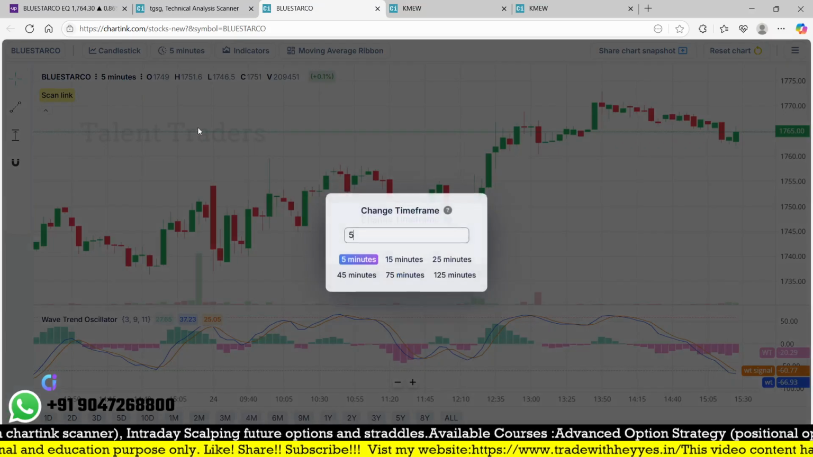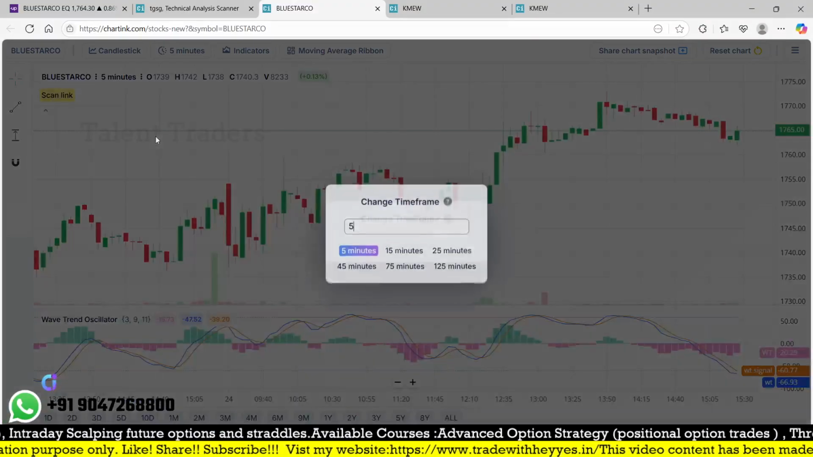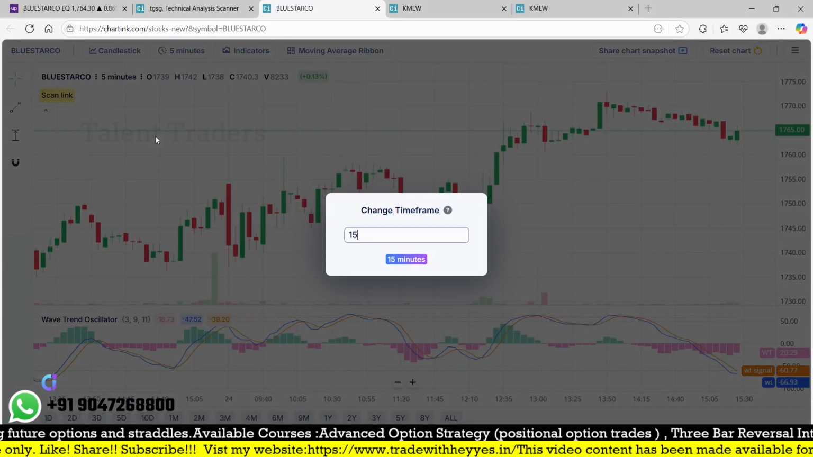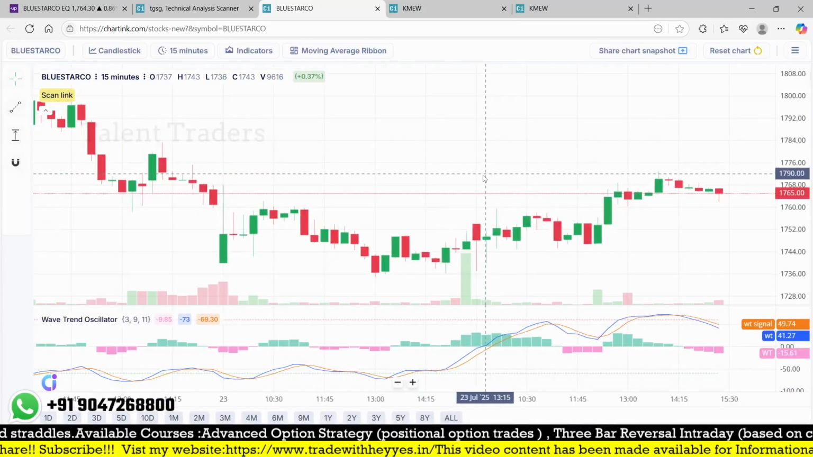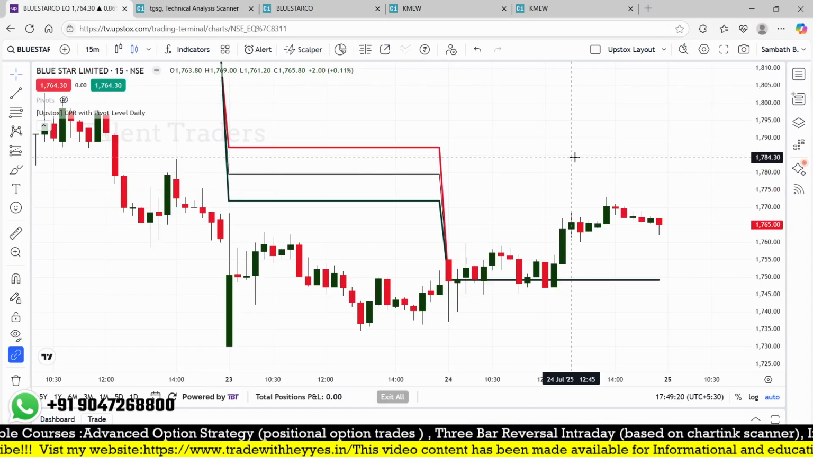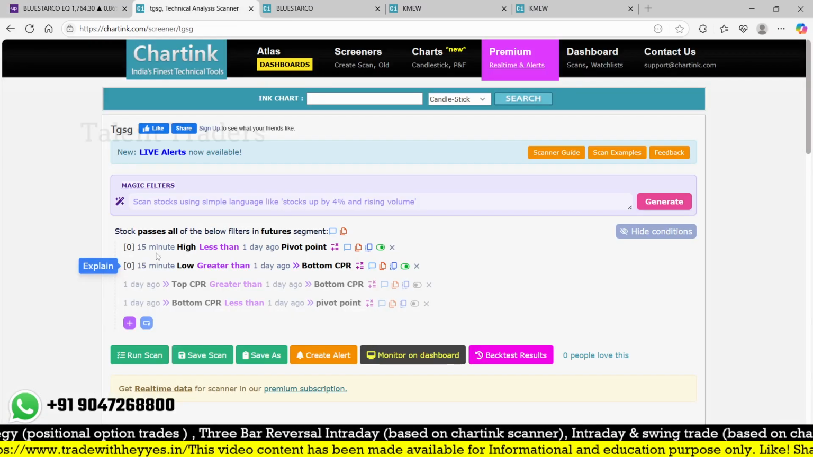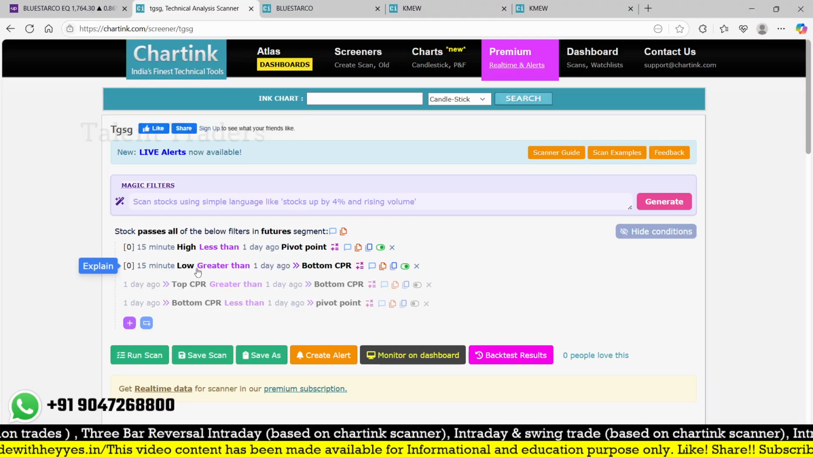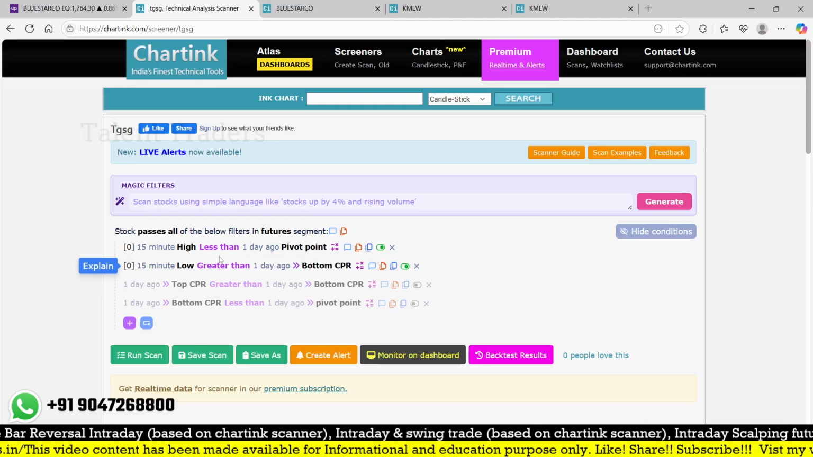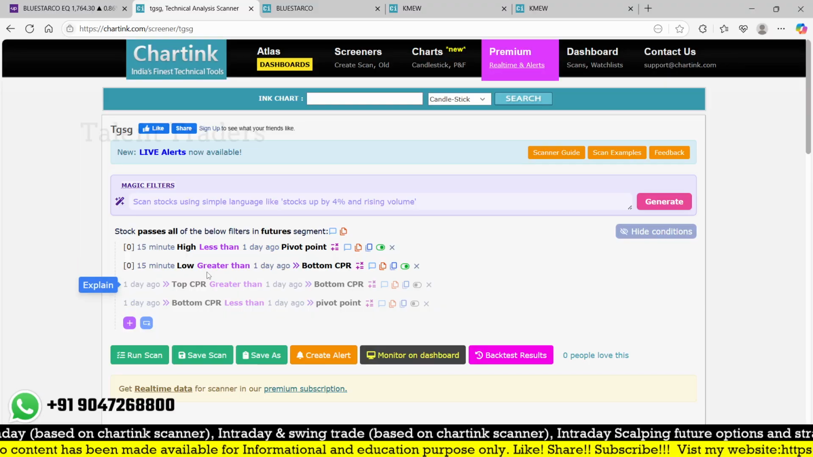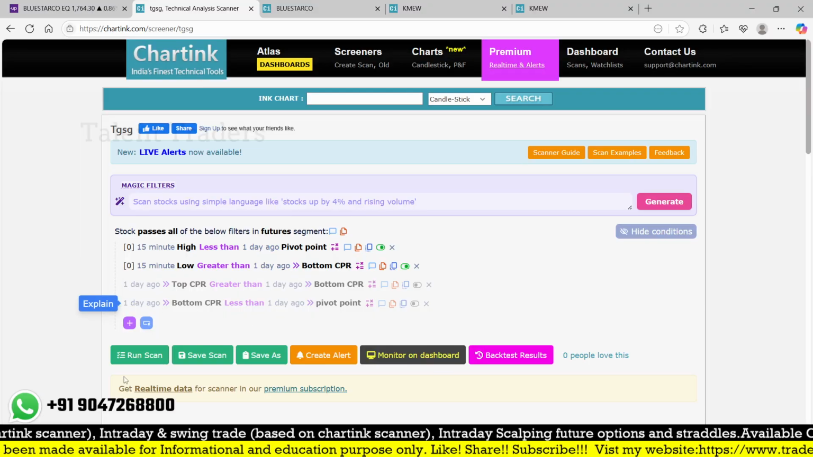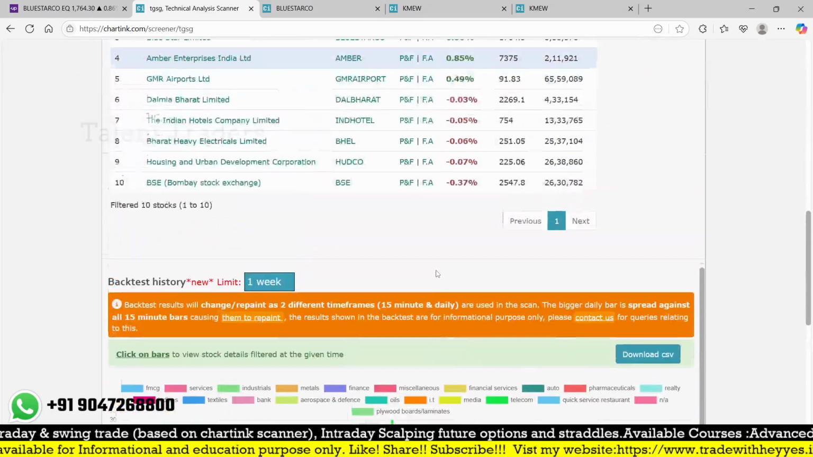I think it's 5 minutes. Let me check with the 15 minutes. It also seems like that, but what is the issue? The scanner is 15 minutes high less than the 1 day ago, and low greater than the 1 day ago bottom CPR. That's right only.